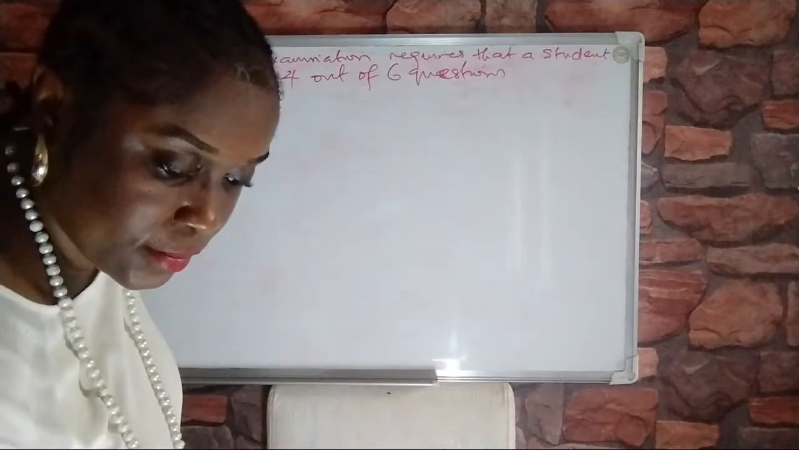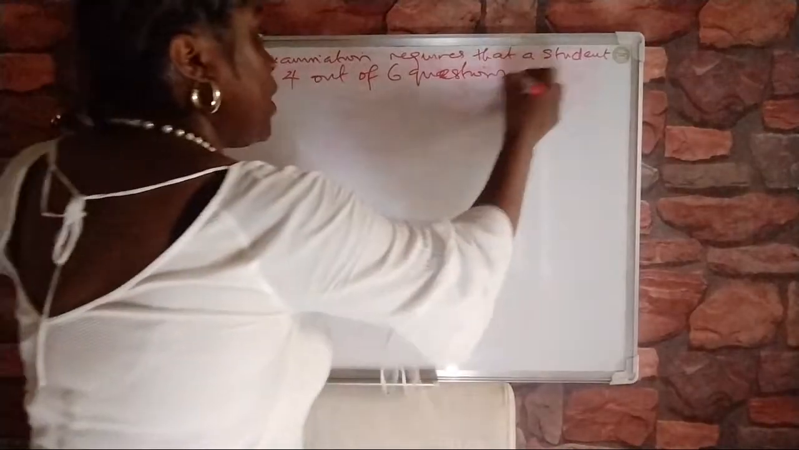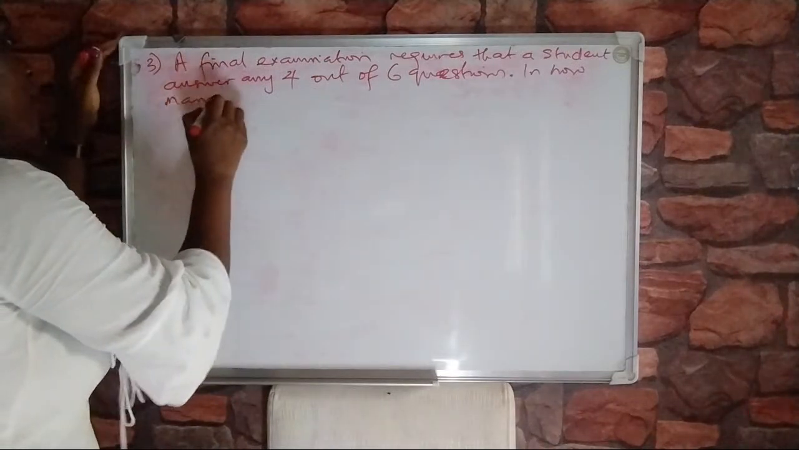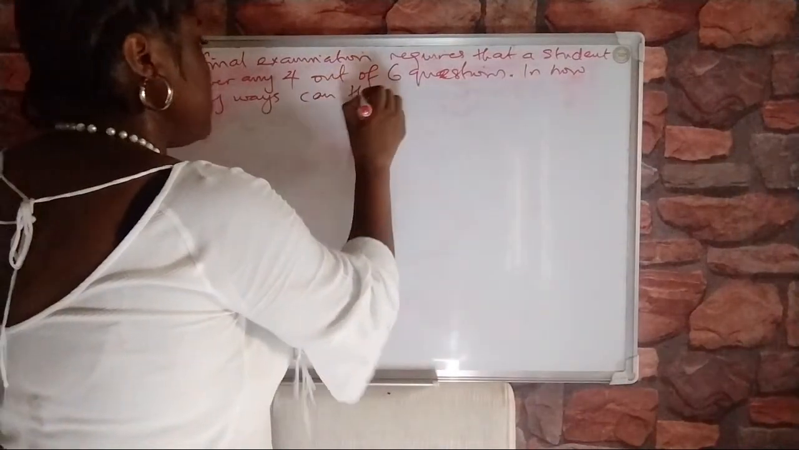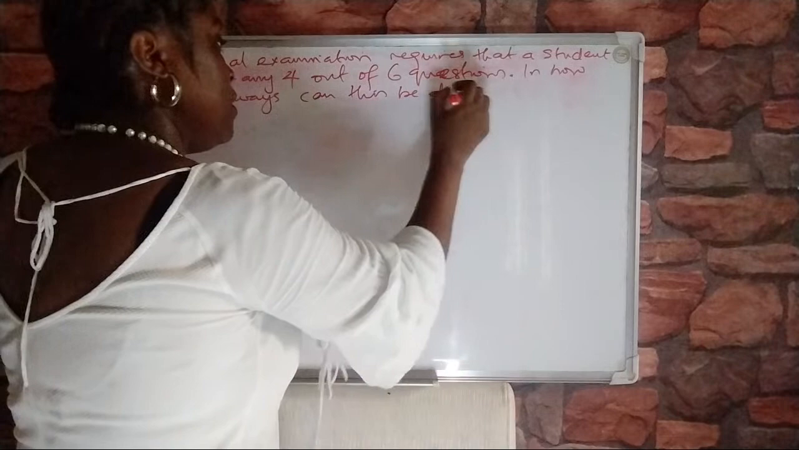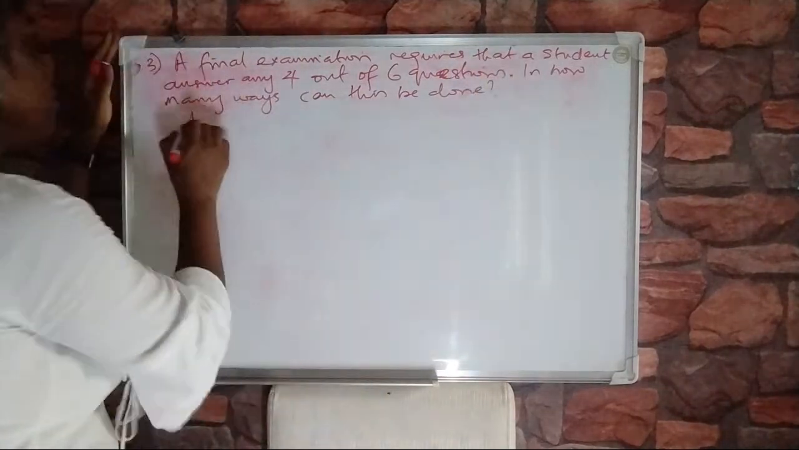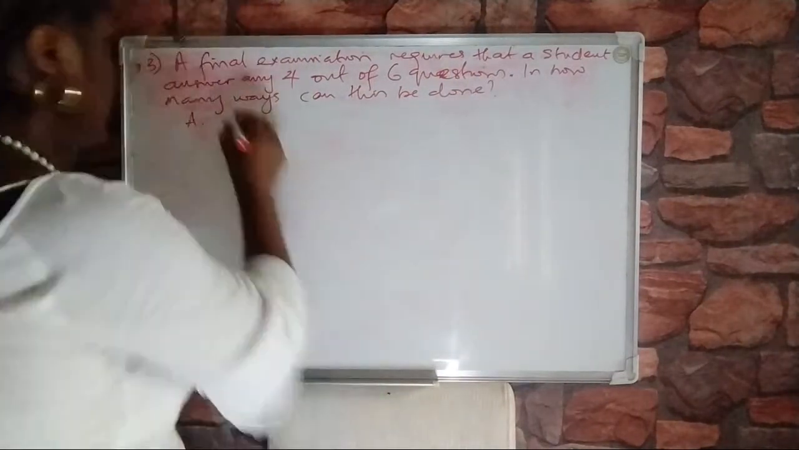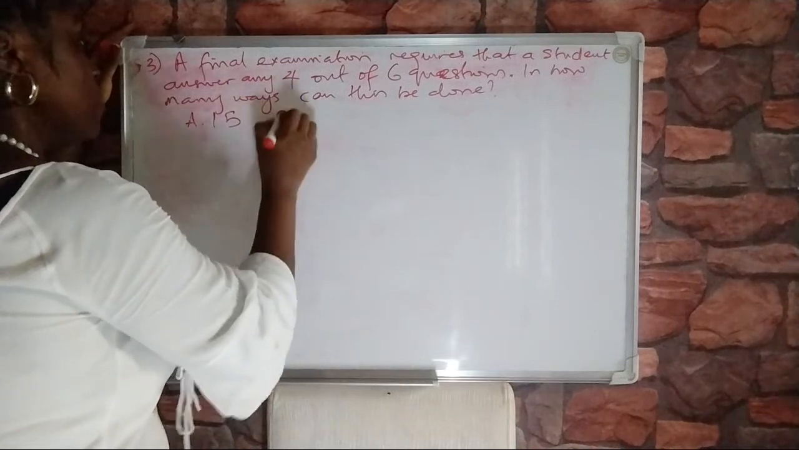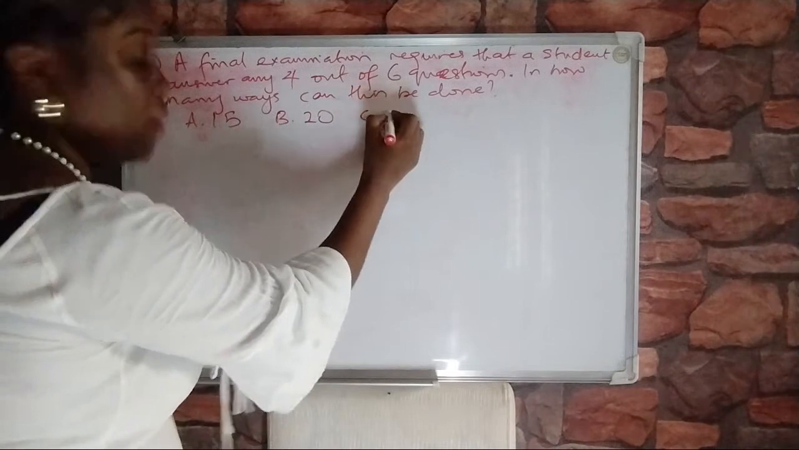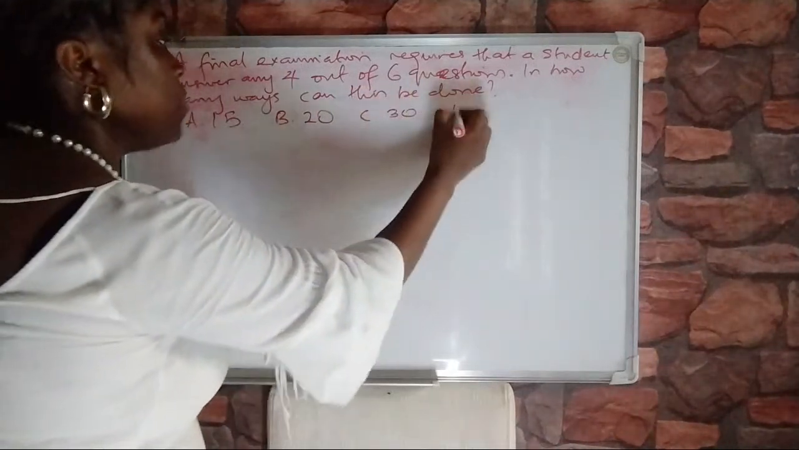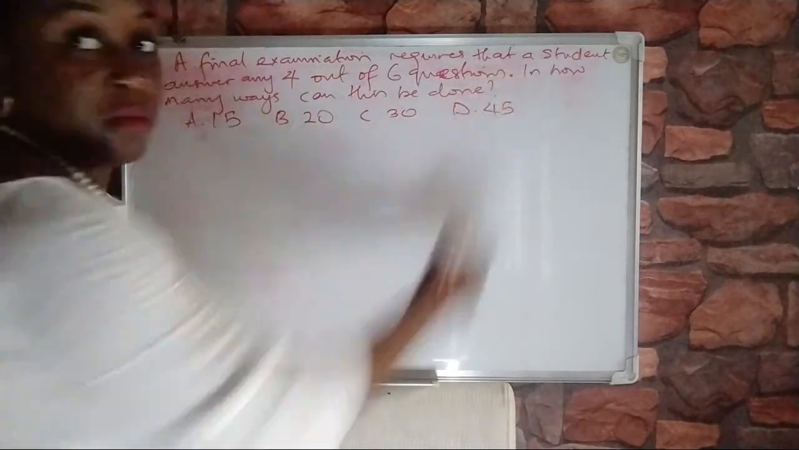All right? In how many ways can this be done? Now, our first option A is 15. Second option B is 20. Option C is 30. Option D is 45.